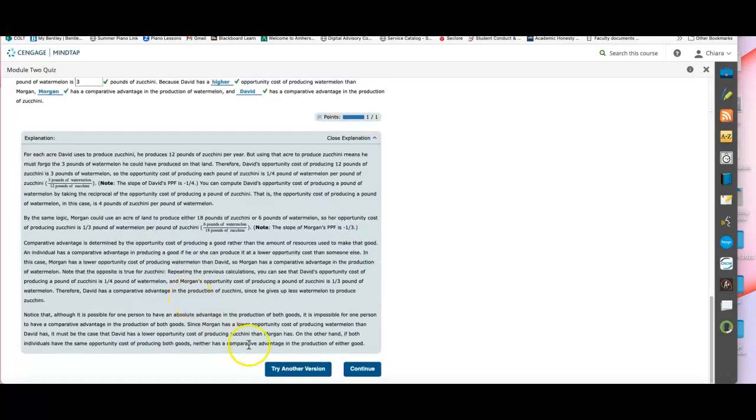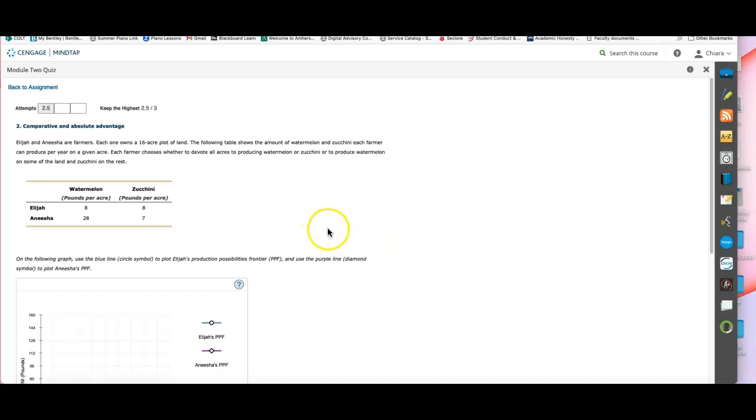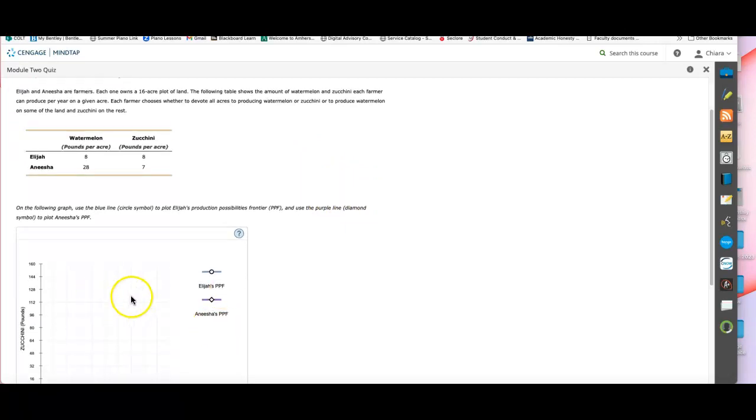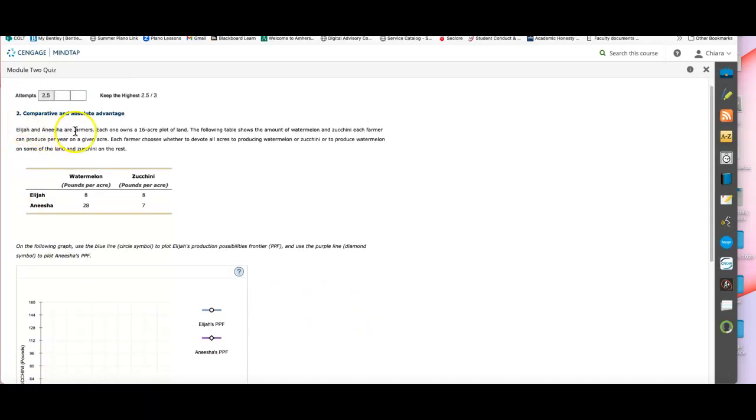I'd already answered this and there was a small mistake in my answer. So I'm going to try another version to have it fresh, because I didn't draw the graphs. So we need to be accurate in drawing the graphs, because you can be penalized. See, I lost half a point and there was a minor mistake on the graph because I wasn't paying attention. So Elijah and Anisha are farmers.